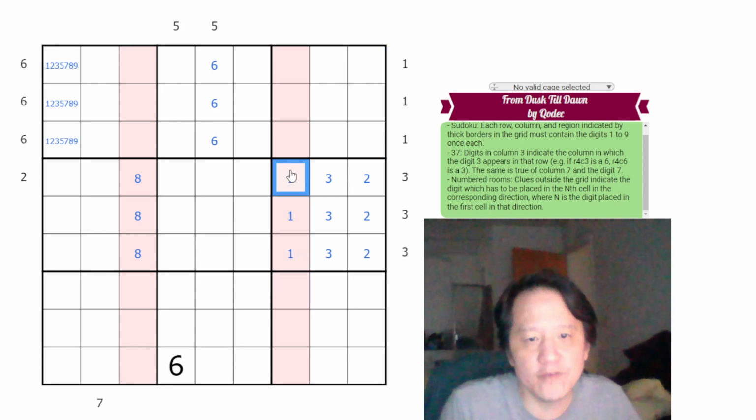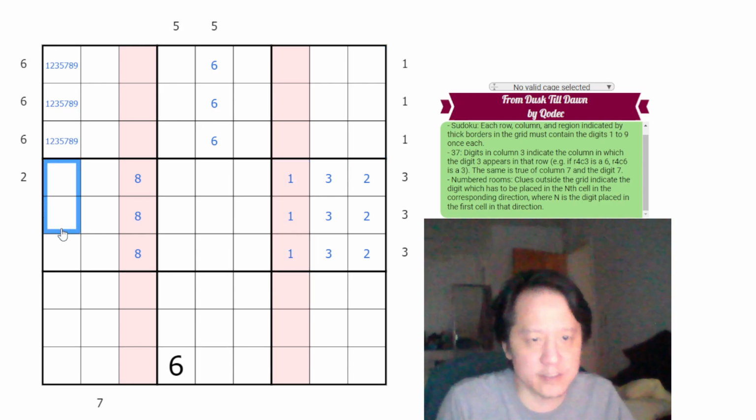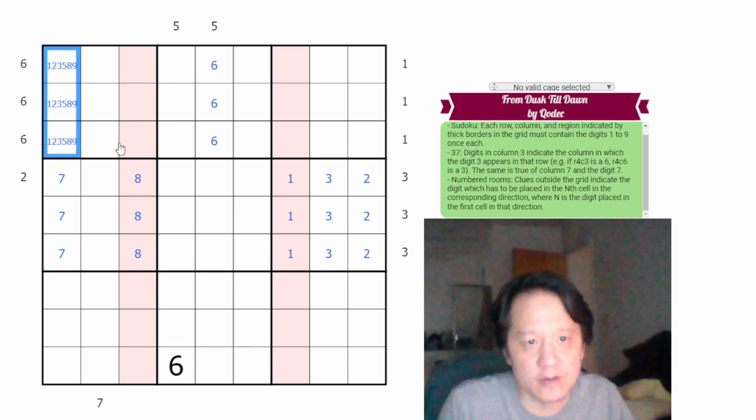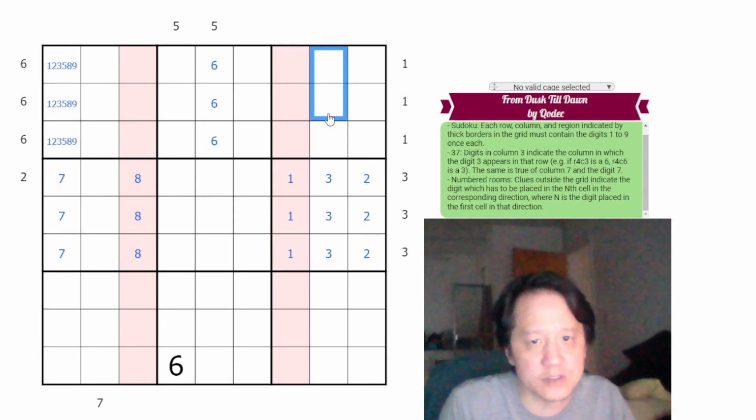Okay, so 7 is in 1. So this has to be 7. So this cannot be 7. And since this can't be 7, this can't be 6. So 6 is one of these.